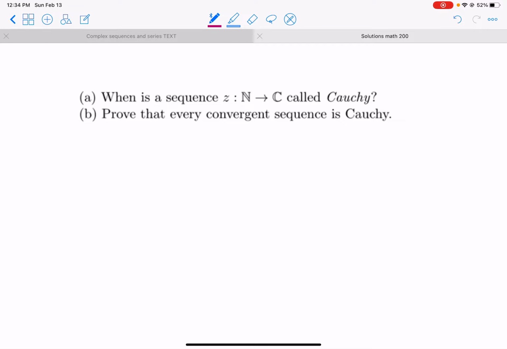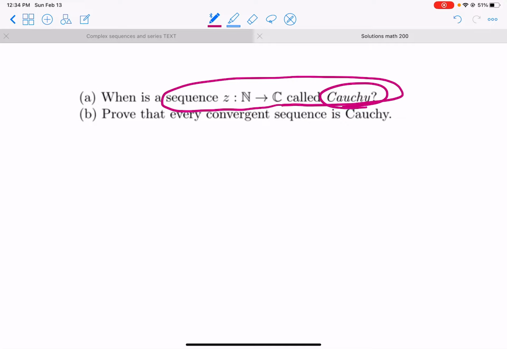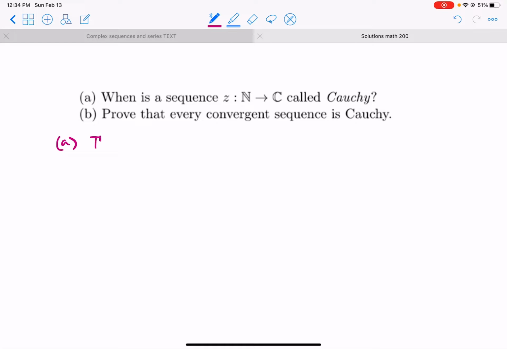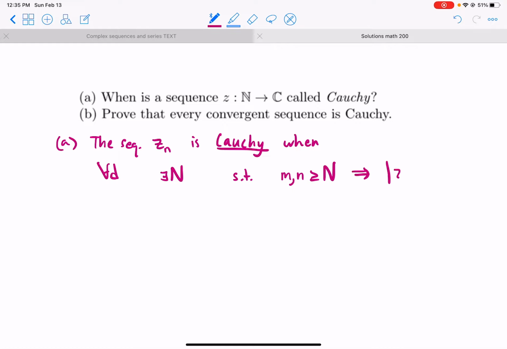Okay, everybody. When is a sequence called Cauchy? Part A. The sequence, let's call it Z sub n, is Cauchy. Now here's the definition. When, for all d, there exists a cutoff such that whenever you have any pair of indices past that cutoff, the corresponding sequence elements are d close to each other.